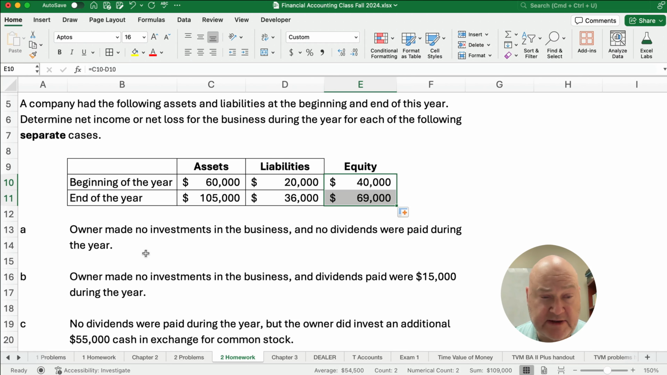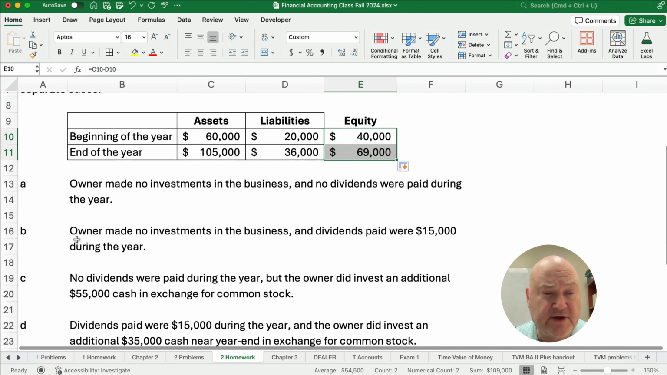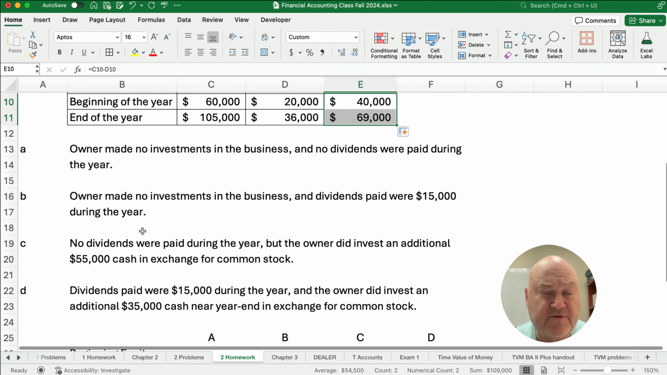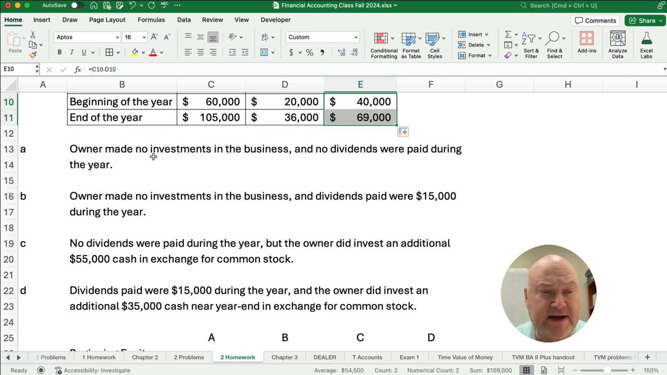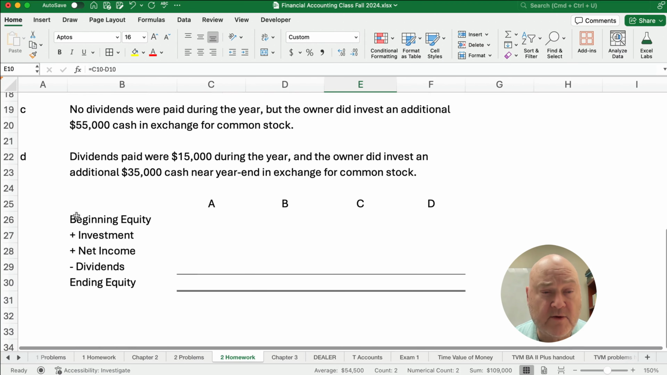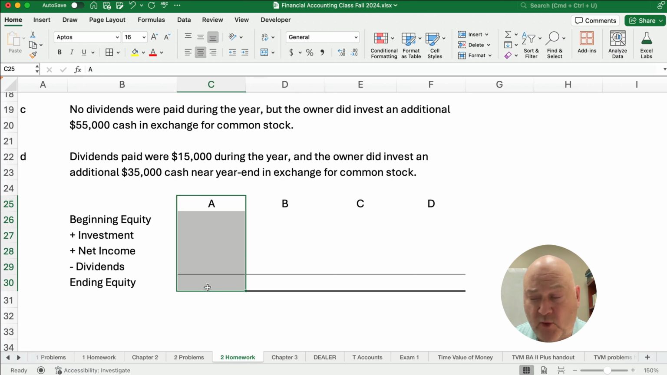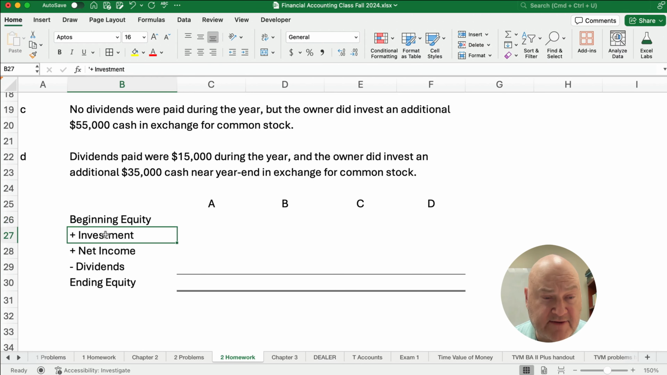So how do we solve these problems? We're going to do a template, and I'll show you in just a second. So let's just look at the problem here. These are 4 different examples. What if the owner made no investments and no dividends? What if they made no investments but paid dividends? No dividends but had investments, and then both dividends and investments. So here's how we do it. We're going to take situation 1. We're going to say beginning equity plus investment plus net income minus dividends gives us ending equity.